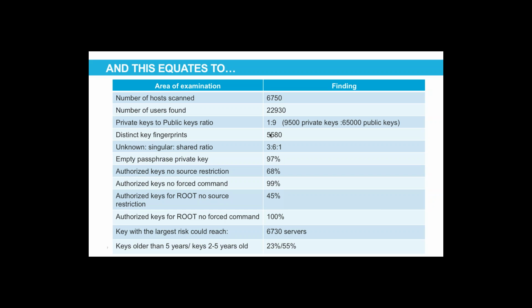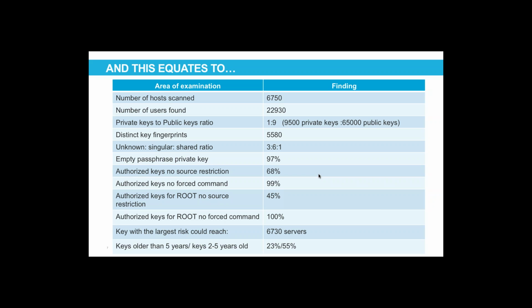Across those 6,750 hosts, we found 22,930 users. And there was a private key to public key ratio of 1 to 9. That meant 9,500 private keys and 65,000 public keys. Now let's talk about a couple of the items here which are really of interest. When we found the private keys, of the 9,500 private keys, 97% had no passphrase around them. So that means they did not have any second factor of security around those. So if those private keys are picked up, they can be utilized very easily.